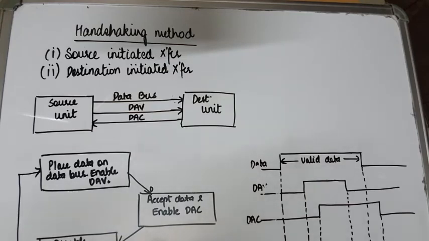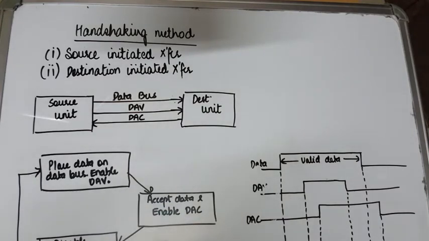The source did not have a confirmation that the destination had received the data. In destination-initiated data transfer of the strobe method, the destination did not know whether the source had put data, and it might read a garbage value that was already present on the data bus. To avoid such non-confirmation of data transfers, we move on to the next method, called the handshaking method of data transfer.